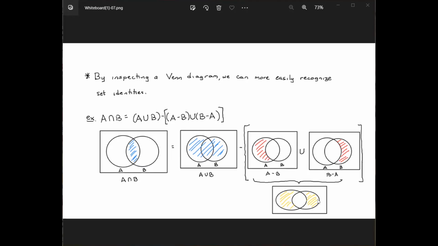I do that by first splitting it up into A minus B, which is the moon on the left, B minus A, which is the moon on the right, so that their union is the yellow, both the left and right moons. So you can see that if I take A union B and I subtract out the left and right moons, what I'm left with is the middle portion, which is the intersection of A and B. And that's just one way you can use Venn diagrams to make your life easier when determining whether sets are equal.